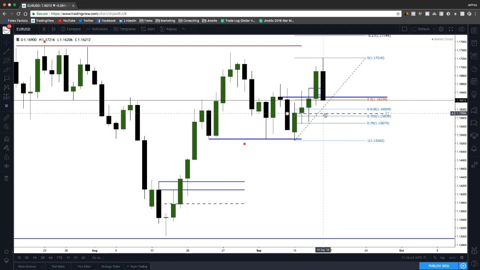I am leaning more towards using the 1590 to 16 big figure level, because I think we should get some support around that area. It's a 62% retracement, daily bullish order block, 50% level. There's just a lot of things lining up and confluencing with that level. So 1590 to 16 big figure, I'd like to see this market find some support.